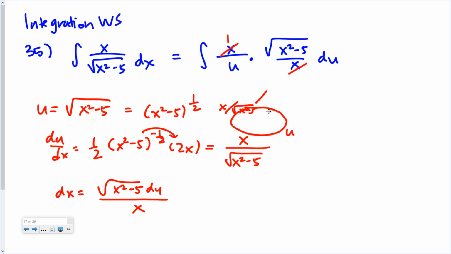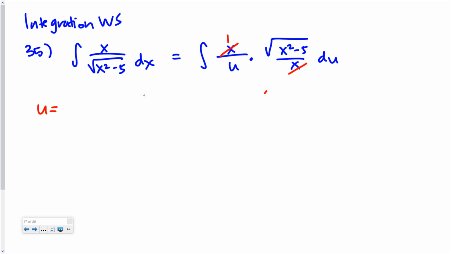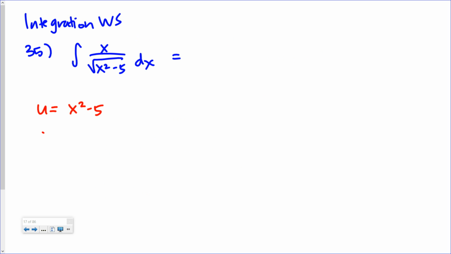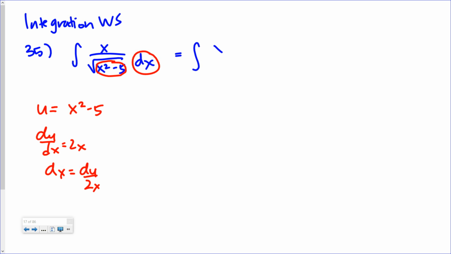Let's start all over then. What should I make u? Well, you just try different things, and one of the things that you could try is that u is just equal to x squared minus 5. If that's true, then du dx would be 2x, and dx would be du over 2x. I replaced two things. What two things do I replace? My u, which is now just the inside part here, and my dx. So if I rewrite this, this is x over the square root of u times du over 2x. If I simplify, what I get is 1/2 the integral of 1 over the square root of u du.